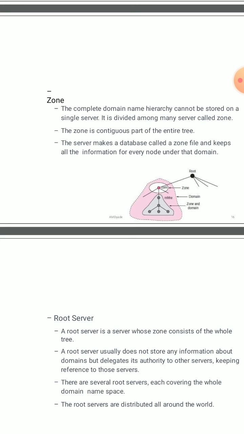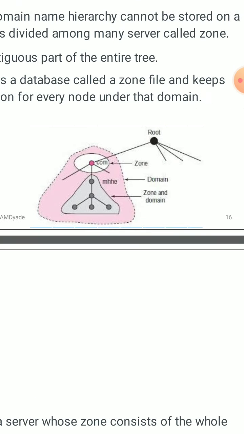So what is the meaning of this? Let's take a simple example. I just want to highlight what a zone is here. So we have a root, we have .com, we have mhhe, which is representing a zone, and one more thing shown here in the next one is that zone and domain are both the same. So how can we differentiate between zone and domain? And why do we actually need this zone?